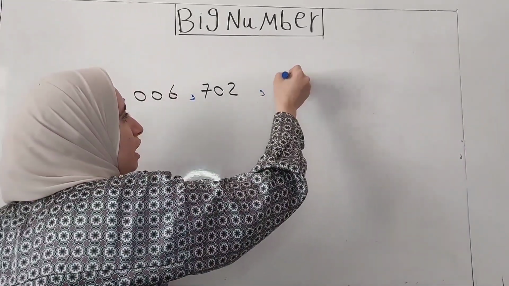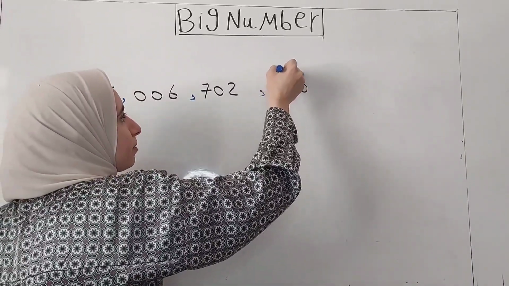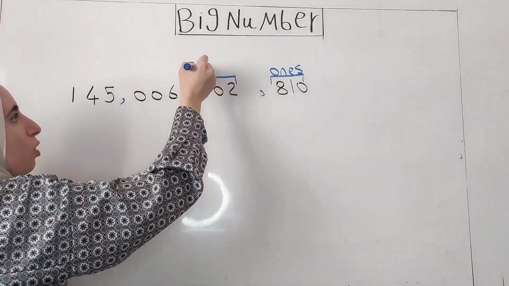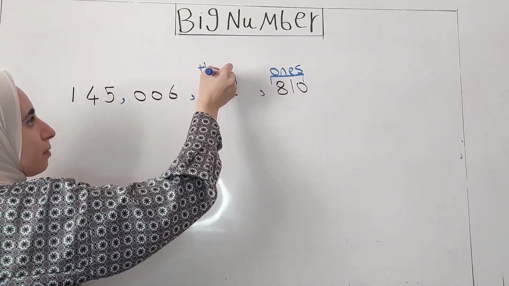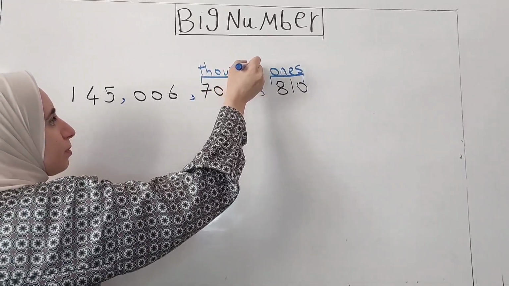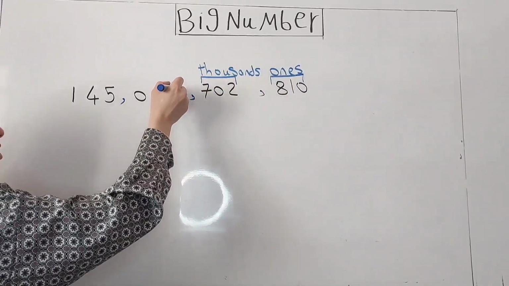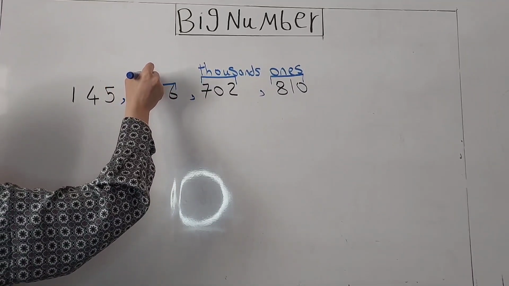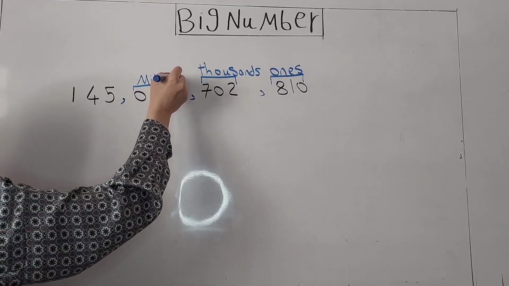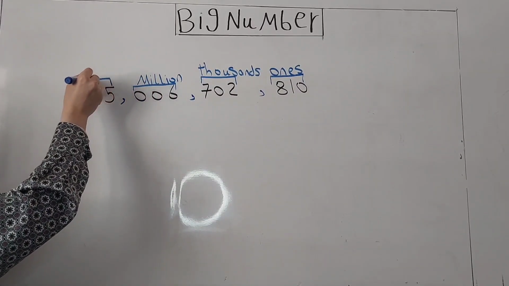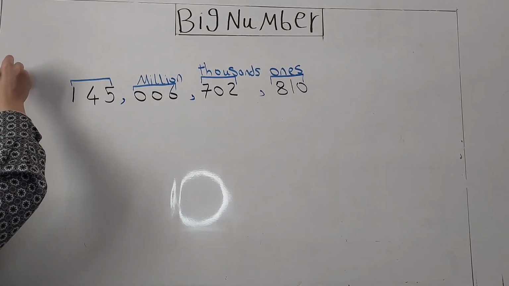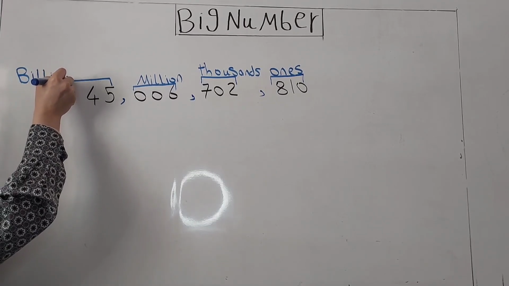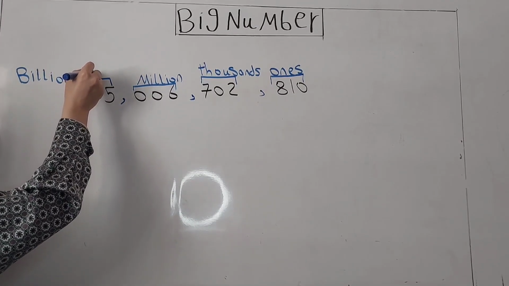The first family is called ones, and the second family is called thousands. The third family is called millions, and the fourth family is called billions, or milliard.